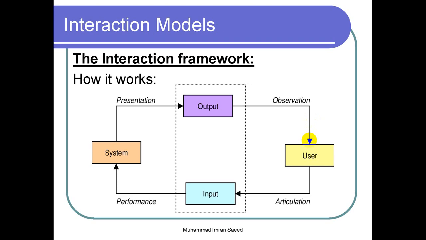Again, with the same example, if I want to make some text prominent, the user will articulate it. He will select the text, he will click Control B or something, then the system will process, it will make it bold, and it will be presented as an output on the screen that the text has been made bold, and then the user will look at that output to see whether the text is bold or not, so he is observing. So articulation, performance, presentation, and observation are 4 important things in this model.